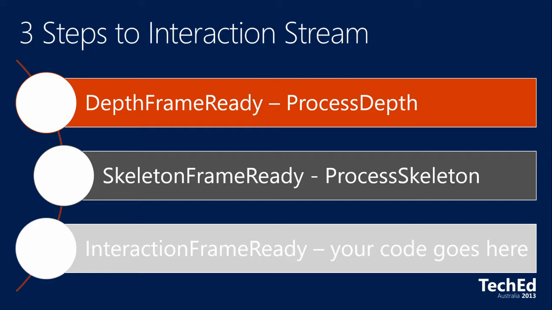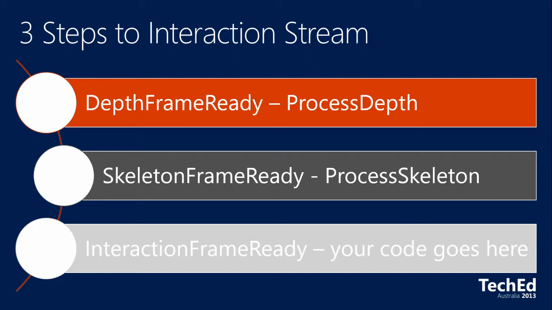The way you use the interaction stream is a bit different to how you would normally use your other streams. Normally with a stream, you would enable it and set its parameters. So you might want to set the depth to a particular resolution. You hook up its ready event and you start the sensor and off you go, and that's all you do. The interaction stream breaks that rule slightly, so it's a little bit different.